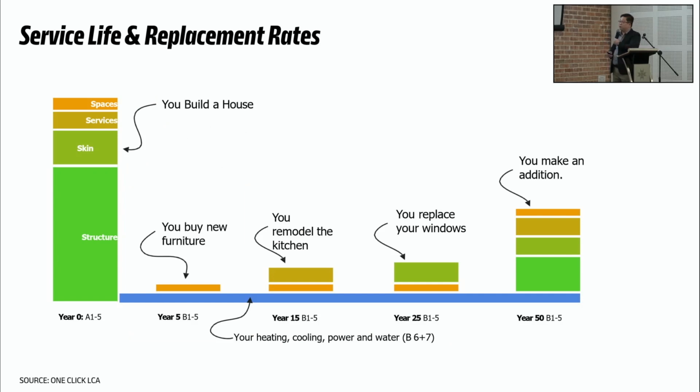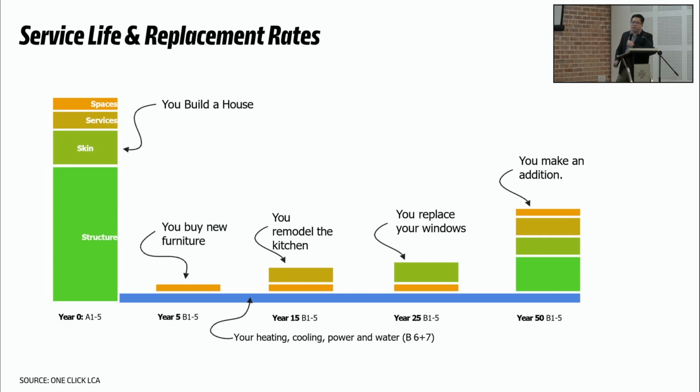Looking at this simulation over here, on year 0, when we construct the building, this is the composition of the carbon. Structure takes up this much, skin, services, and spaces. In the short term, year 5, you buy new furniture, additional carbon. And you remodel the kitchen again, more carbon. Replace your windows, some renovation again, more carbon. And after that, you do some extension of your unit, you incur more carbon. But the cooling and the power used in operating, this is the operating carbon, remains stagnant.